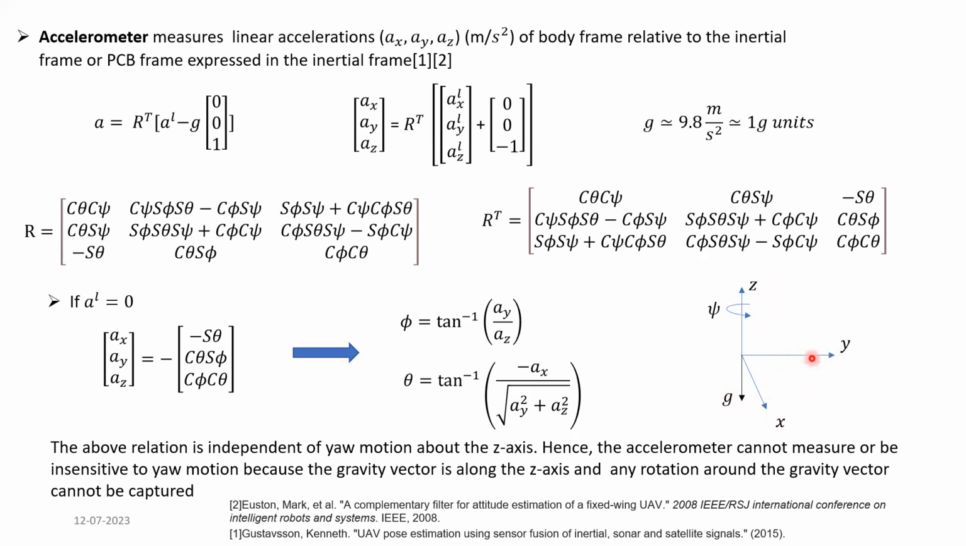But if you are rotating around the Y axis also, the gravity vector will change. But if you're rotating around the Z axis, the gravity vector won't change. It will always be down only, right? So that's why the accelerometer can't pick up these rotations around the Z axis. So for this, we need the magnetometer again. The magnetometer is needed for this.